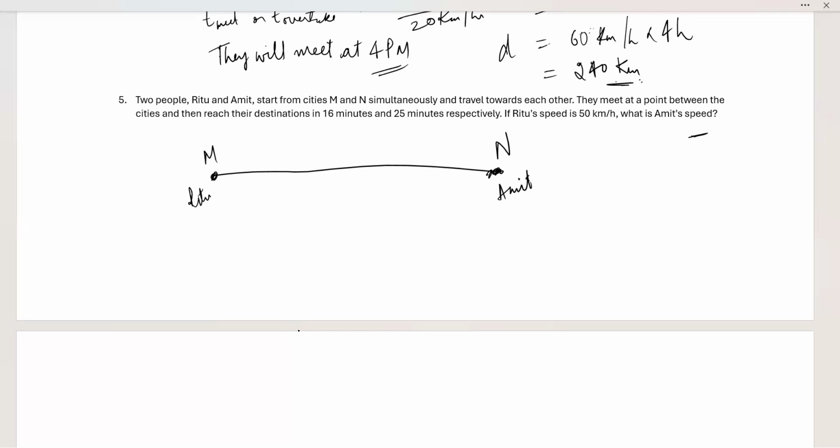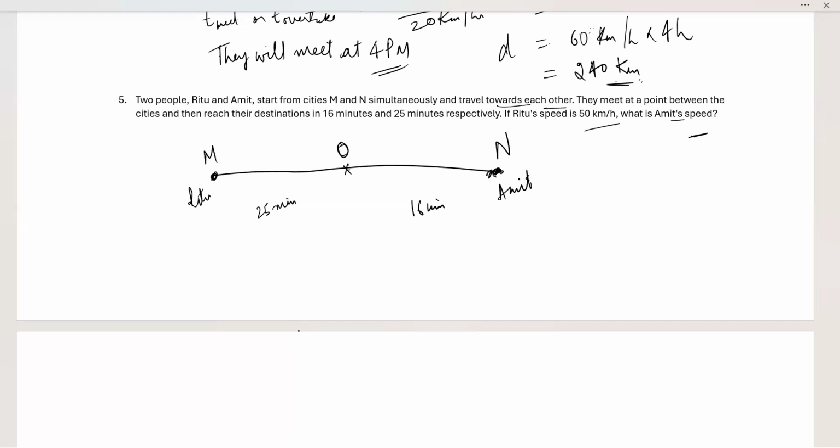Okay. And they start simultaneously and travel towards each other, and they meet at a point between the cities and then reach their destination. So let's say they meet at this point, which is O, and reach their destination in 16 minutes. So it means that after reaching this point, Ritu takes 16 minutes to reach N, and Amit takes 25 minutes to reach M. एंड ऋतु की स्पीड दे रखी 50 किलोमीटर पर आवर एंड अमित की स्पीड आपको बतानी है.